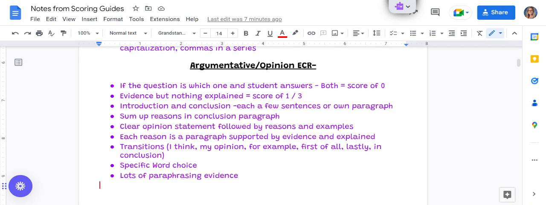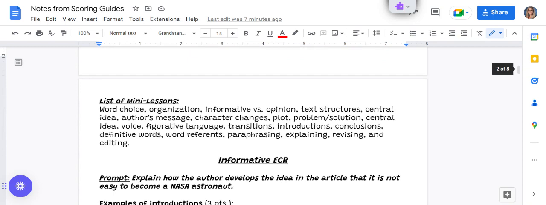Each reason is a paragraph supported by evidence and explained. So when I analyze those, they each follow that pattern. Transitions, I think, my opinion, for example, first of all, lastly, in conclusion, those are some of the words that the actual sixth graders use. Specific word choice, lots of paraphrasing.